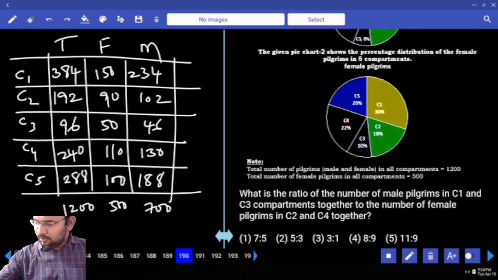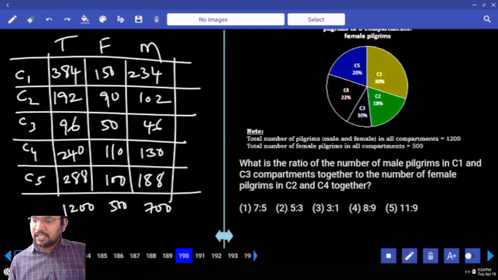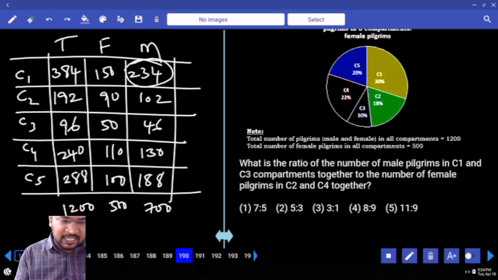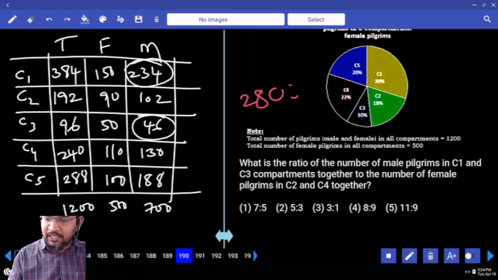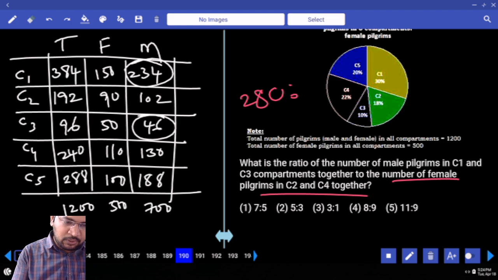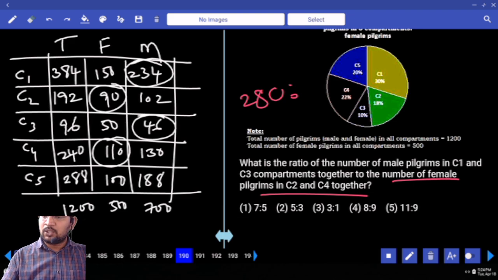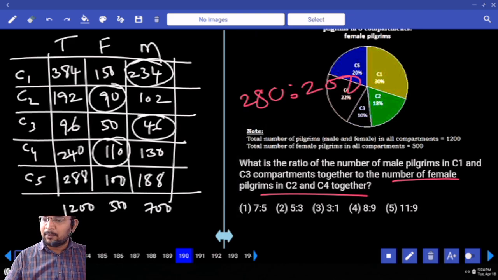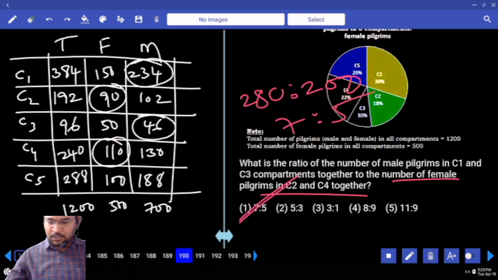See the first question. What they given? What is the ratio of the number of male pilgrims in C1 and C2? C1 and C3. Male. C1 234. C3 46. Together is 280. Now to the female C2, C4. C2 female. C4 100. So together is what? 200. So which table? 40 table, na? 47s are, 45s are. Your answer is option 1.